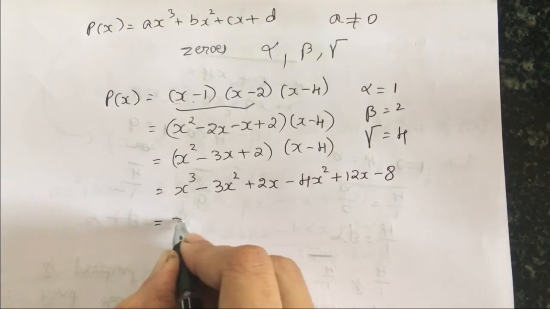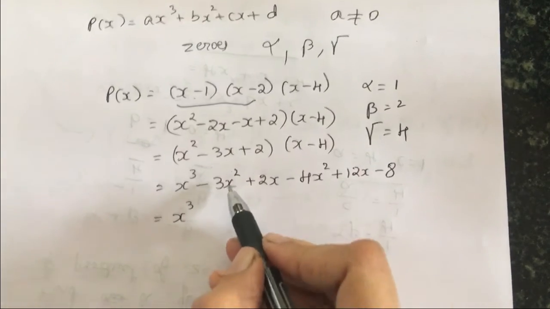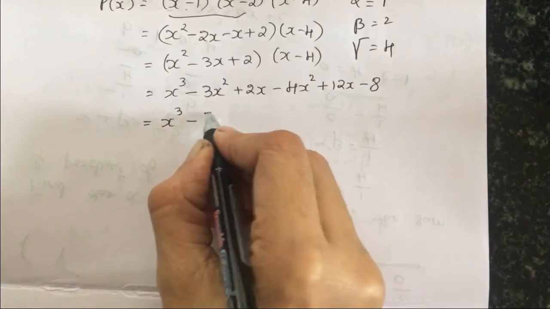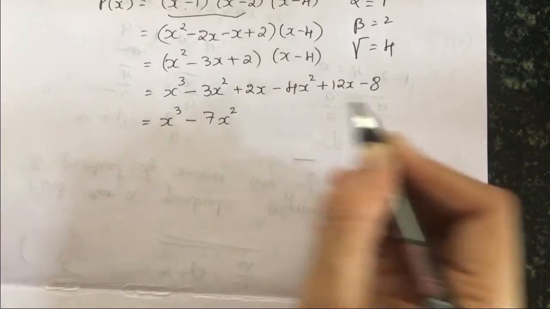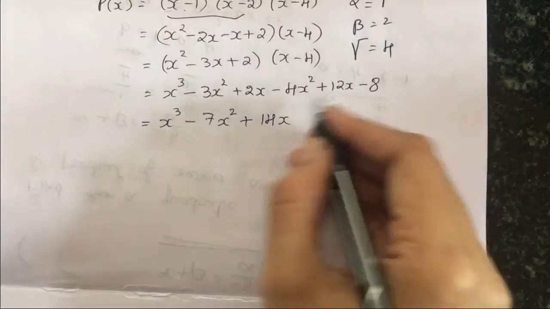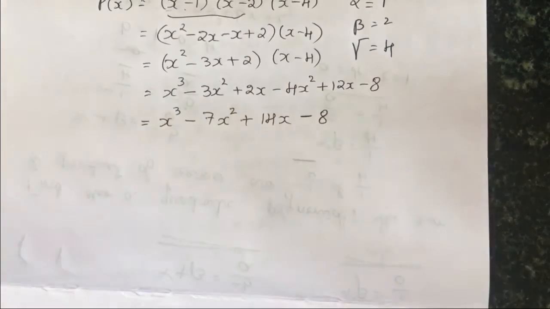So that is x cube, then minus 3x square minus 4x square, so it's minus 7x square, then 2x plus 12x, so 14x, and the constant term is minus 8.